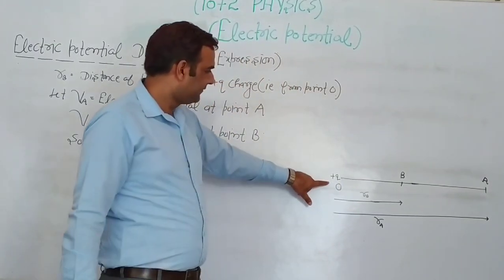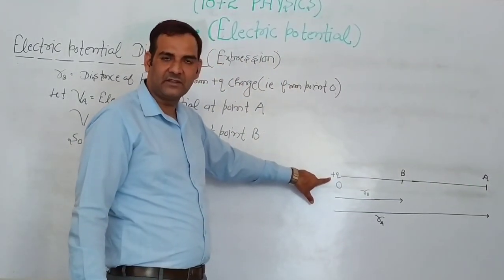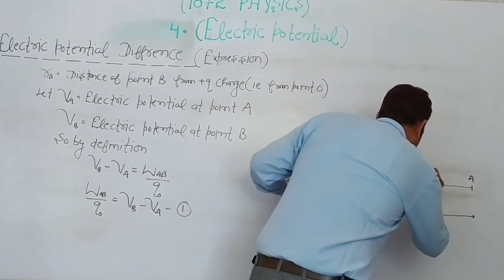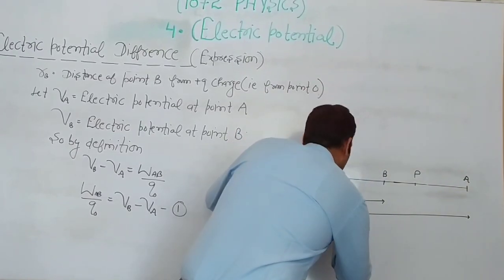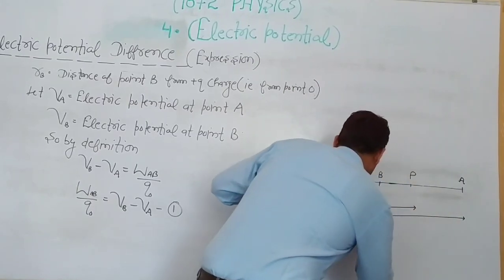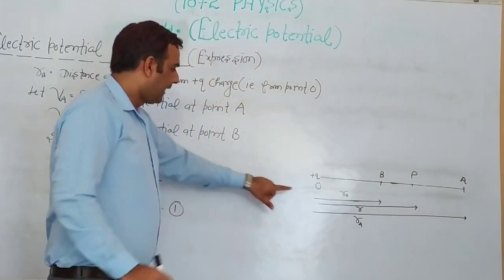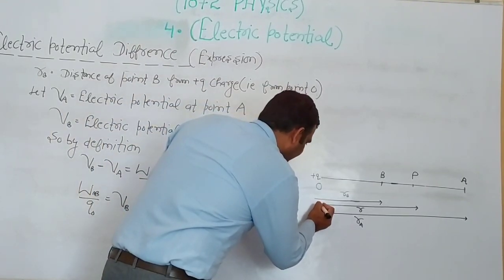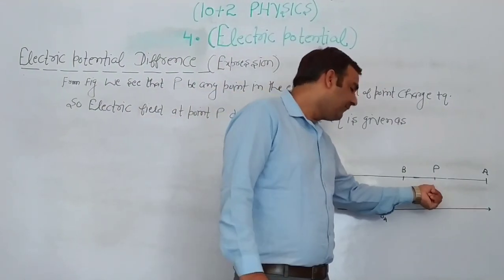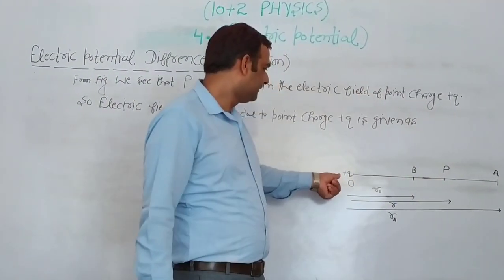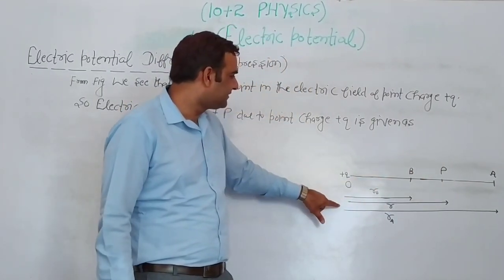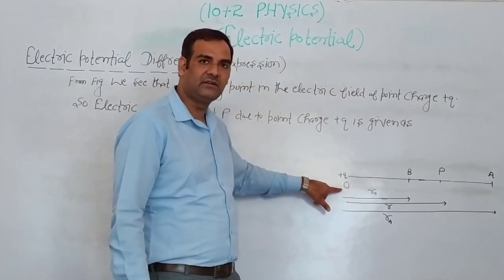This point charge plus Q is present at the point O, and let P be any point at a distance r from point charge plus Q. From here we see that P is any point in the electric field of this point charge plus Q, and this point P is present at a distance small r from the center O.